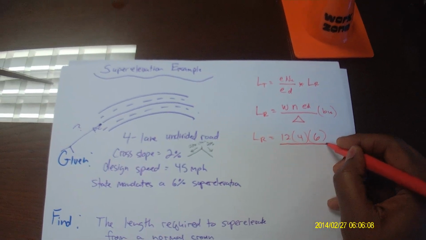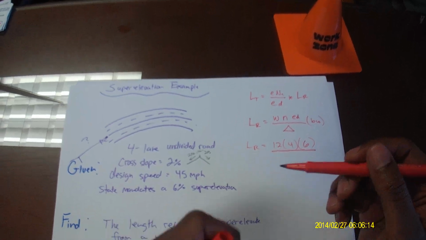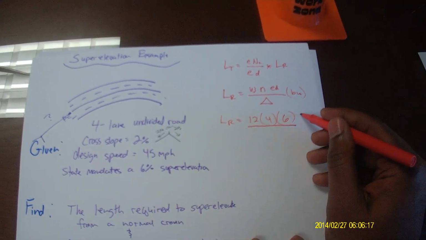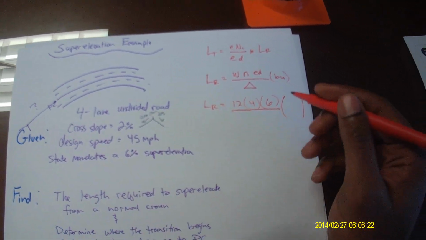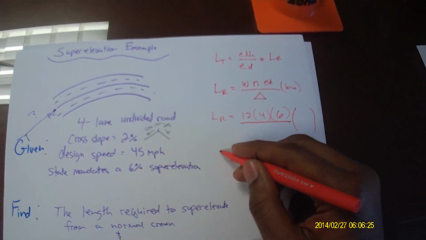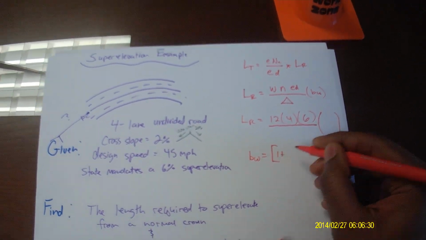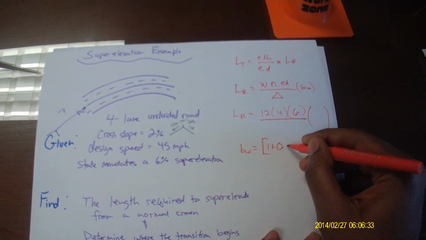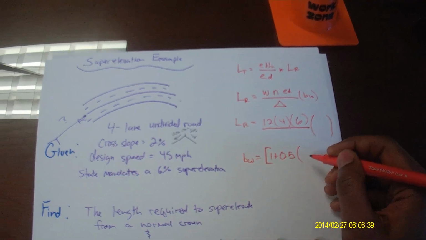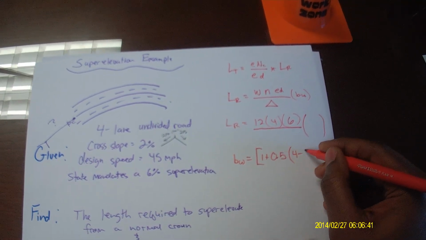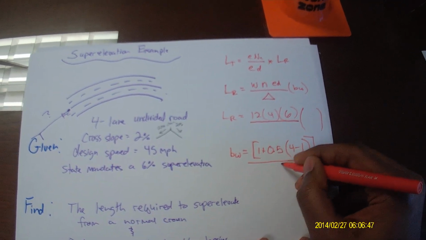What I do not know right off the top is what my relative gradient should be, basically the rate at which the road is going to be super elevated, and the adjustment factor for the fact that I'm going to be rotating 4 lanes. To figure out the adjustment factor, I can just apply the equation that was given to you earlier: 1 plus 0.5 times 4 minus 1, where 4 is the number of lanes that I'm rotating, all divided by 4.